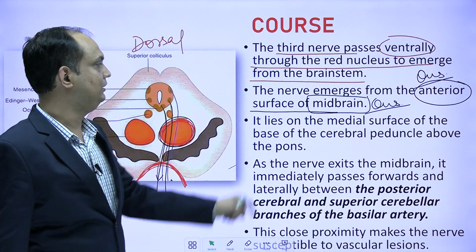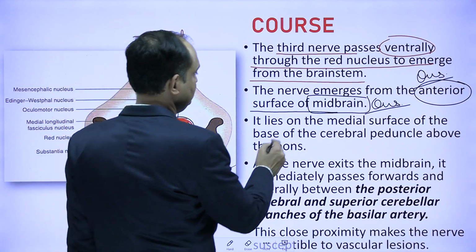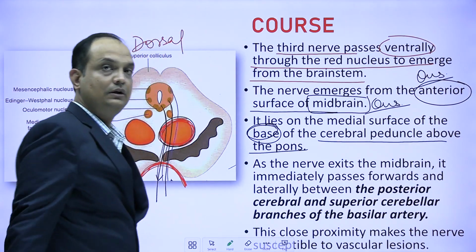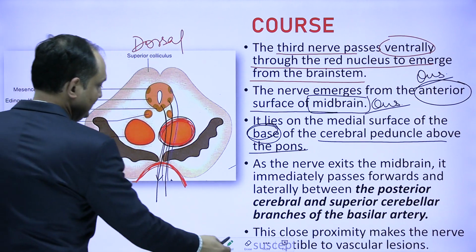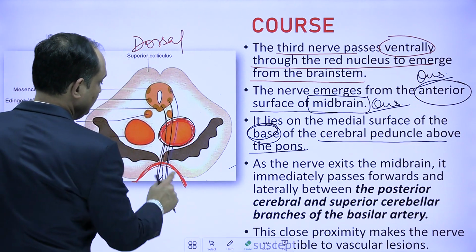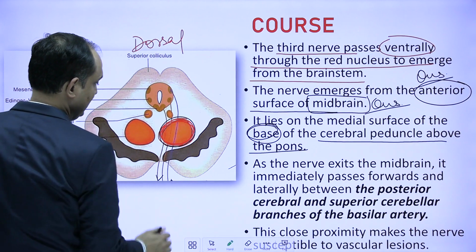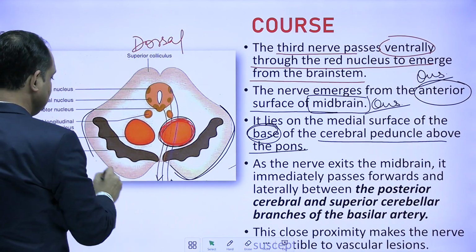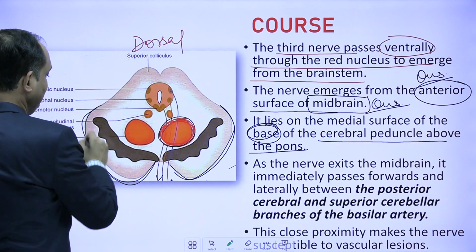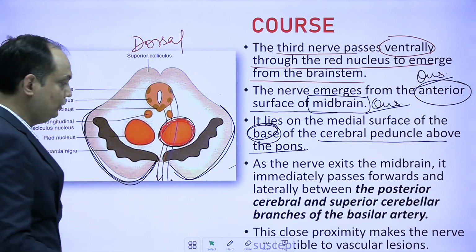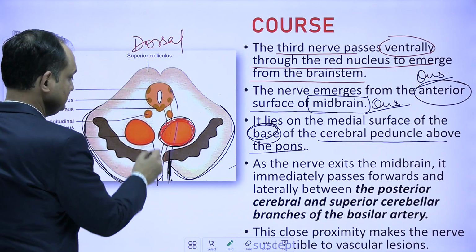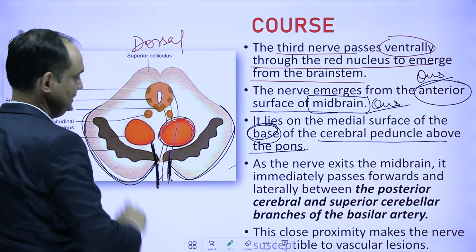This oculomotor nerve lies on the medial surface of the base of the cerebral peduncle above the pons. Now, here you can see that the cerebral peduncles are also known as crus cerebri. So, these are the two crus cerebri, and they are also known as cerebral peduncles. Now, the oculomotor nerve comes on the medial side of these peduncles on both sides. Clear?